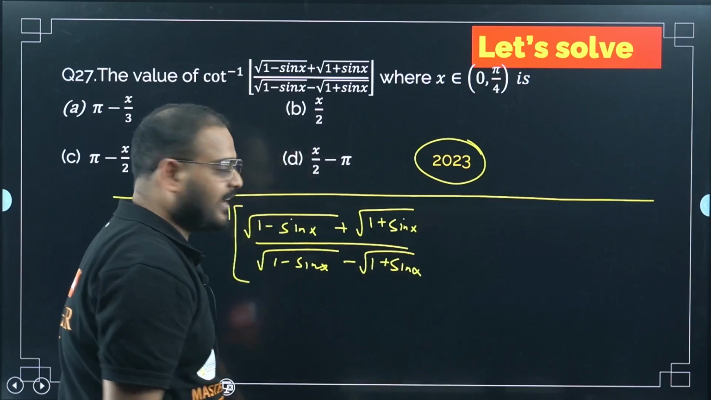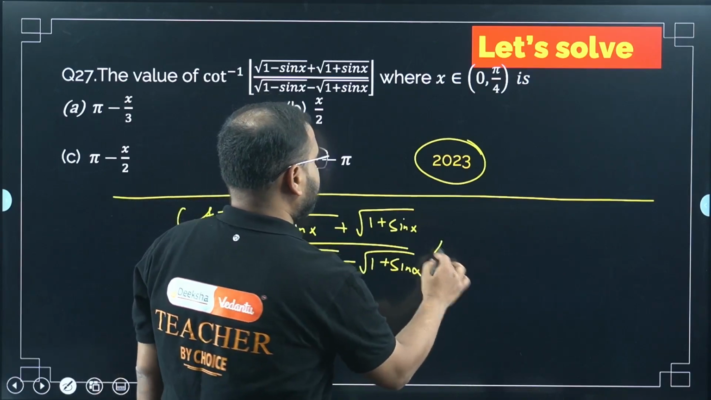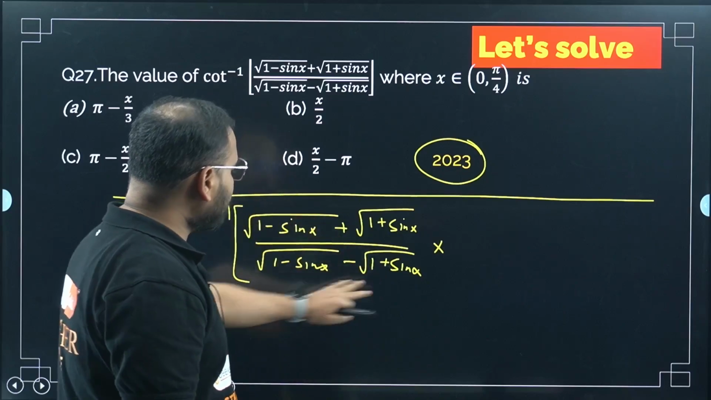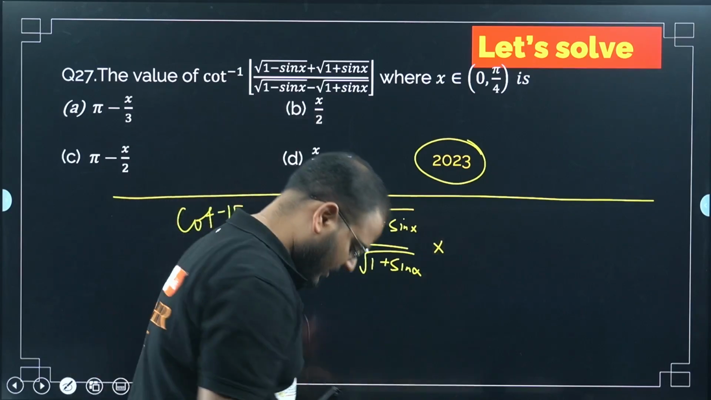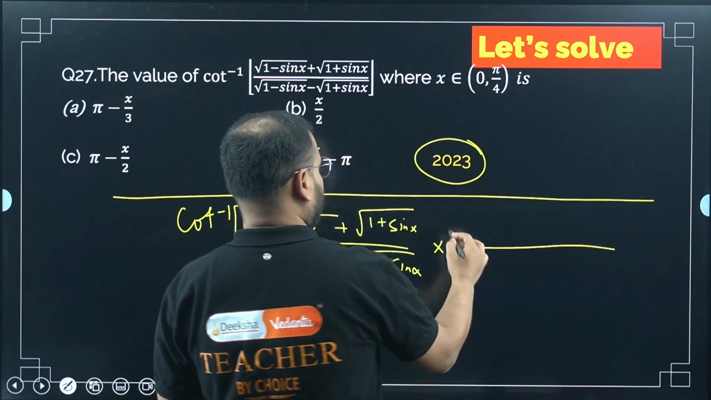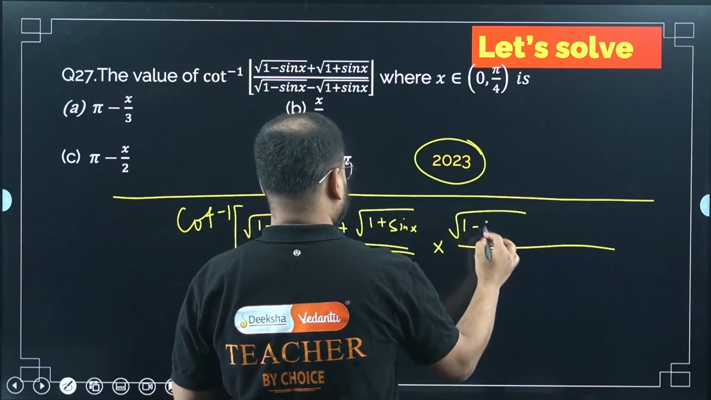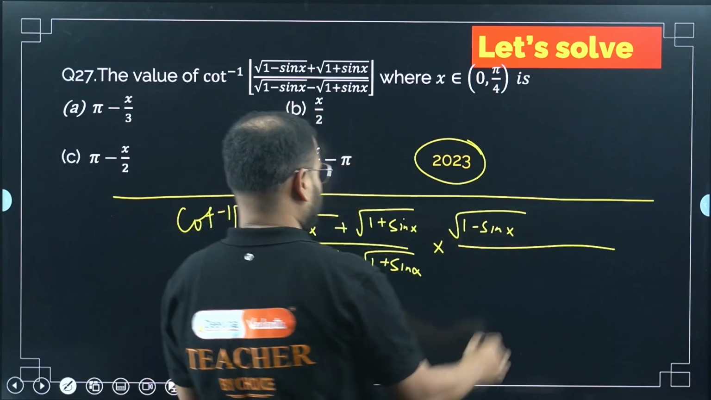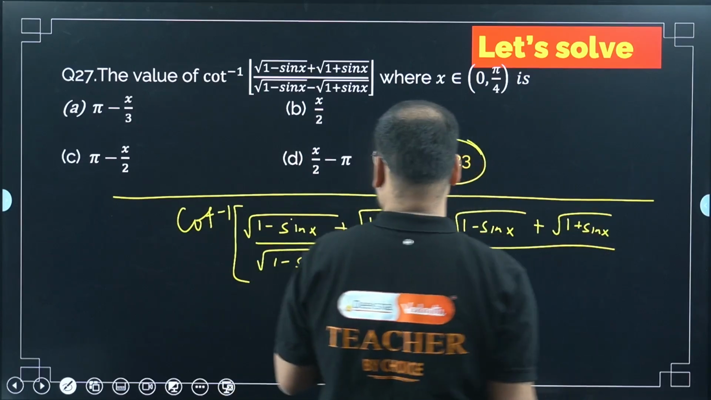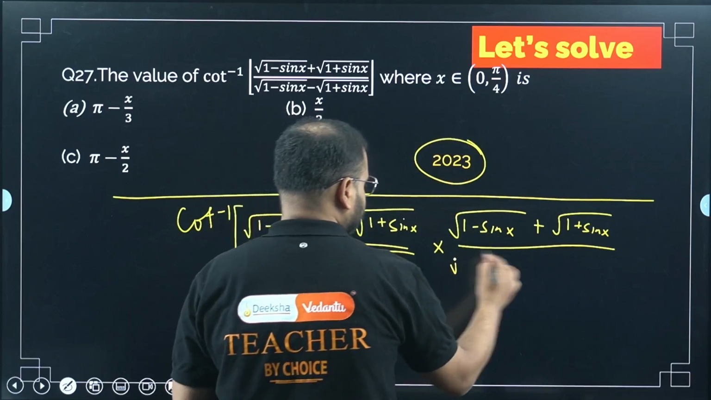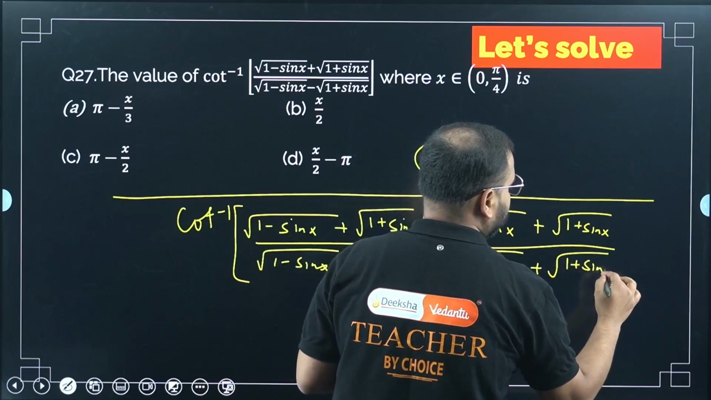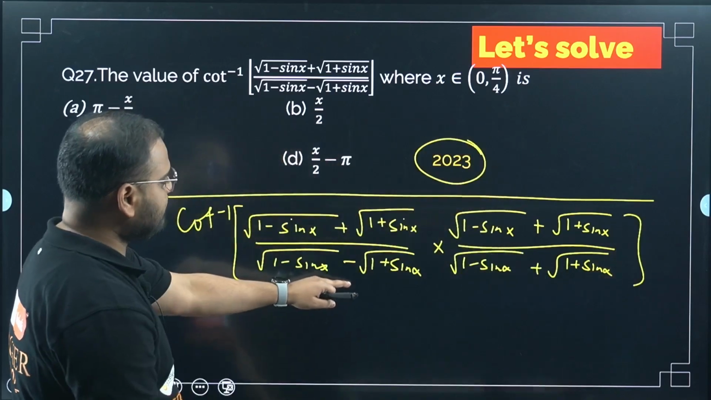I'll write the first step in detail. The next steps I'll do quickly, as you have to do a lot of calculation in your mind also. So I'm rationalizing the denominator. So I will take what? The same term with a plus sign. So please check here, I'm taking the same term with a plus sign. So it will be root of 1 minus sine x plus root of 1 plus sine x, and the same thing in the numerator as well.